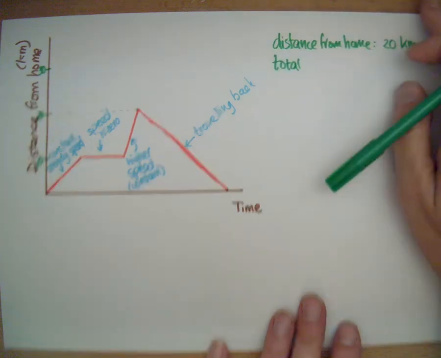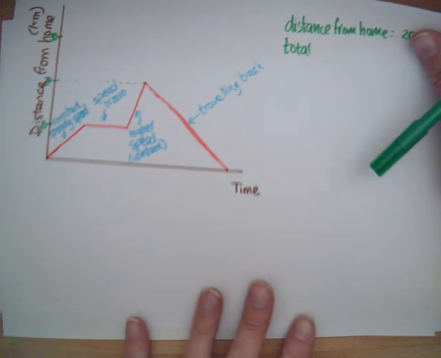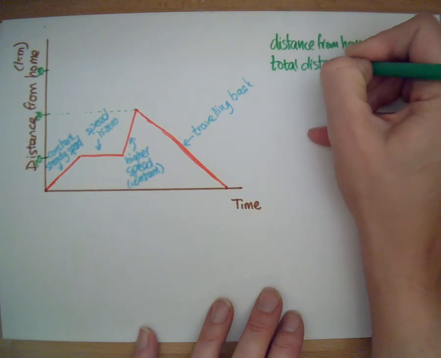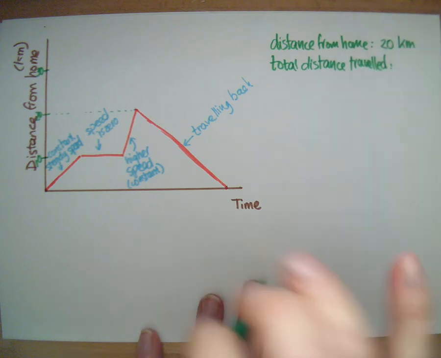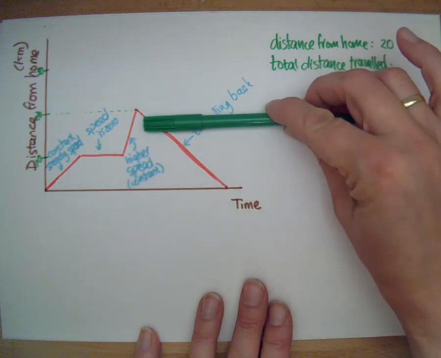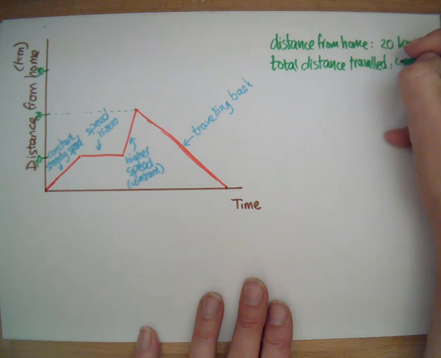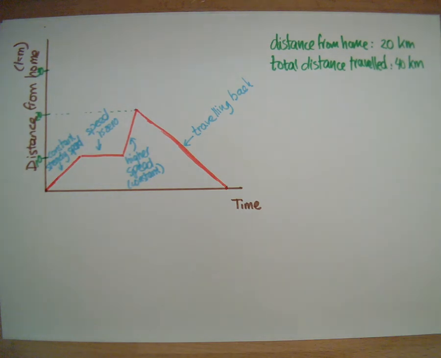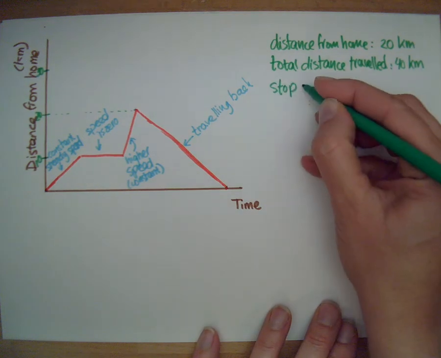However, what is under here? The total distance that I traveled, what would that be? I traveled 20 kilometers away from my house, and then I traveled 20 kilometers back to my house, right? So the total distance covered is 40 kilometers there and back, yeah? Can you tell how long I stopped?